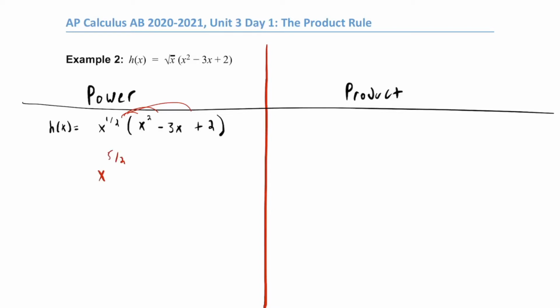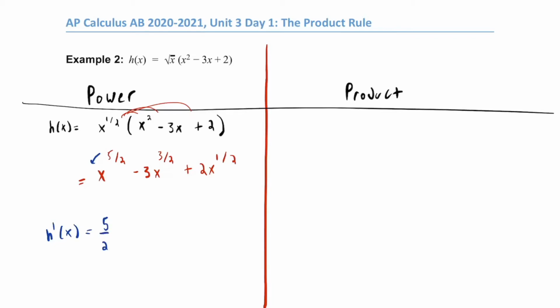x to the 1/2 times negative 3x would be minus 3 over 2 x to the 3/2, and finally plus 2x to the 1/2. And so that's what h of x is. If I wanted to find the derivative, now I can simply apply the power rule.